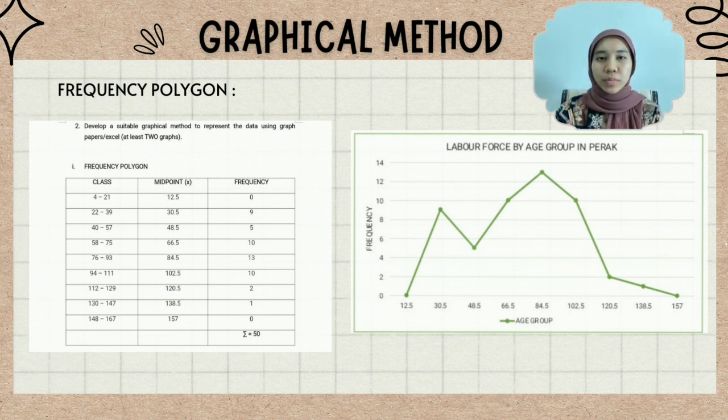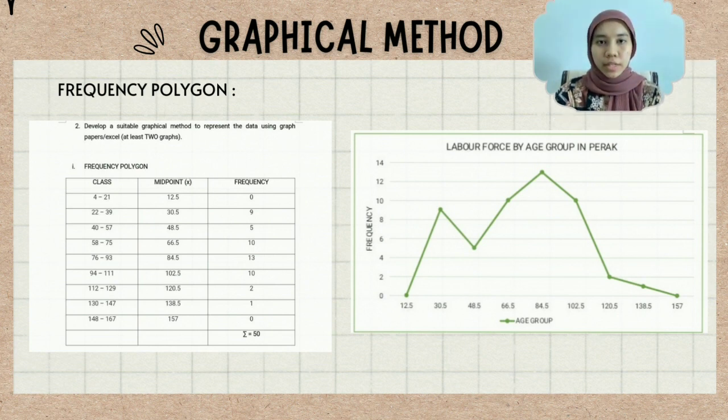Okay, now I'm going to present about the graphical method. In the graphical method, we use the polygon and ogive. A frequency polygon is a line graph that emphasizes the continuous change in frequency. So, in the polygon graph, we calculate the data to find the frequency and midpoint. As we can see, the highest frequency is 13 at the midpoint of 84.5 and the lowest frequency is 0 at the midpoints of 12.5 and 157 respectively.